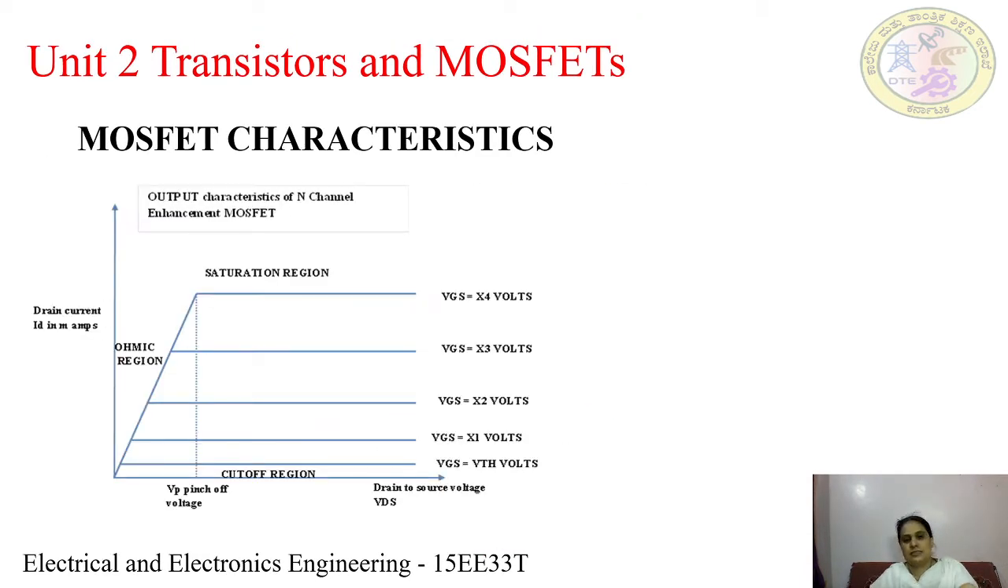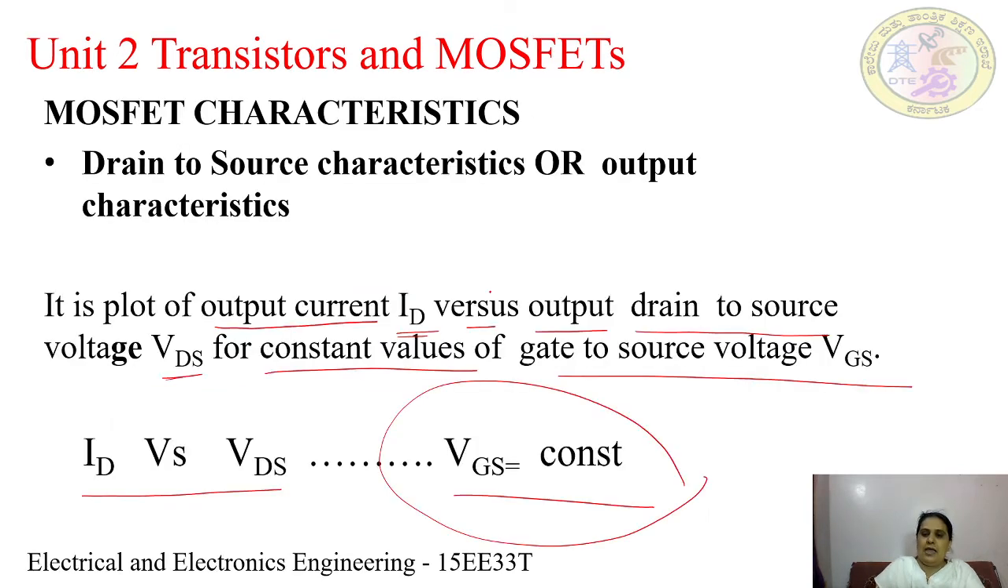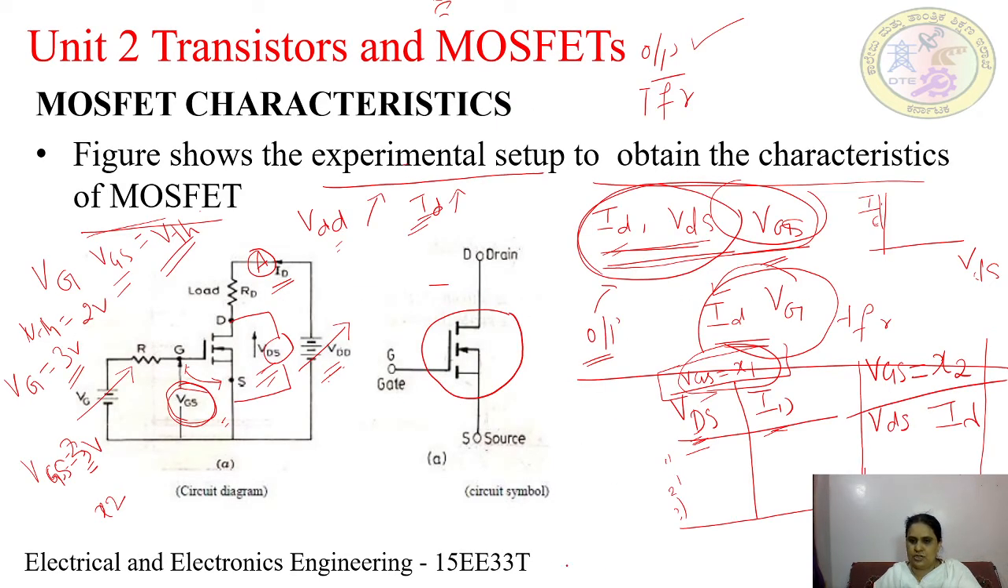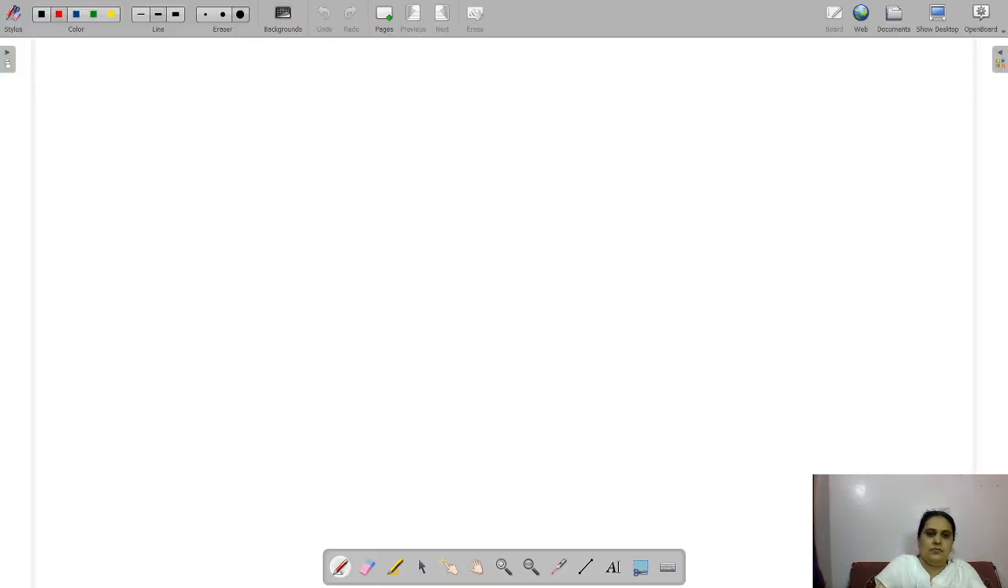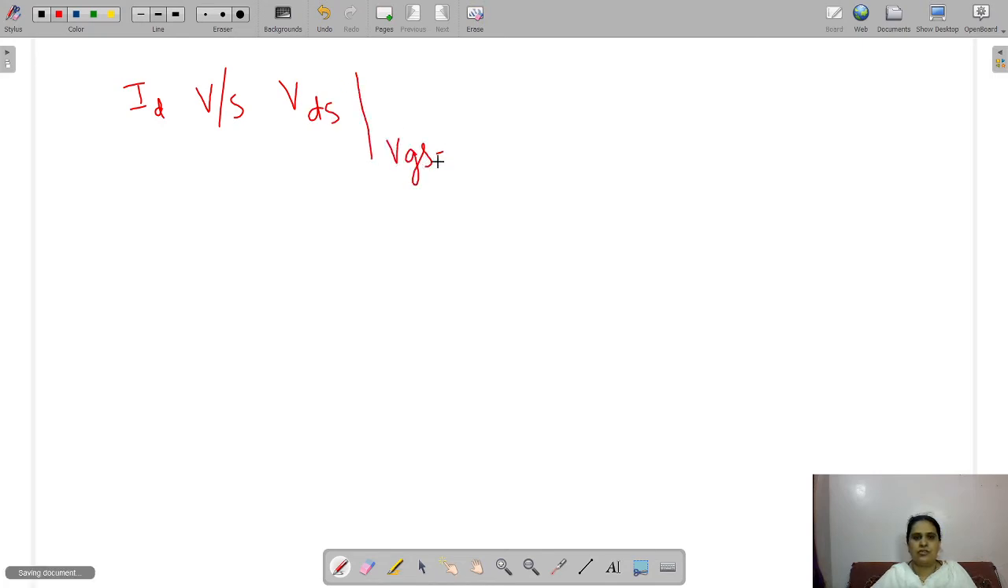So these are the characteristics we are obtaining from the output characteristics, by taking the readings of ID and VDS. Taking these two sets of readings, I am able to get the output characteristics. This is the output characteristics seen on your screen. We studied that the output characteristics is a plot of ID versus VDS for constant values of VGS.